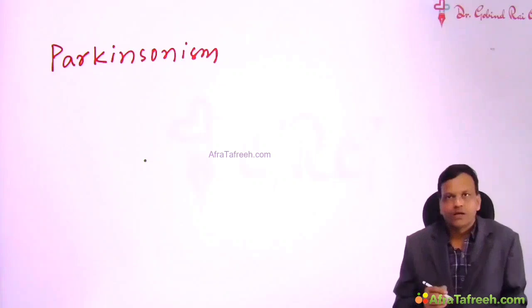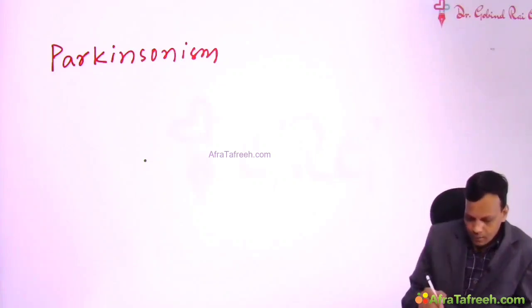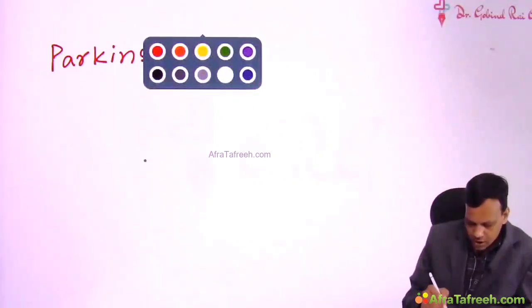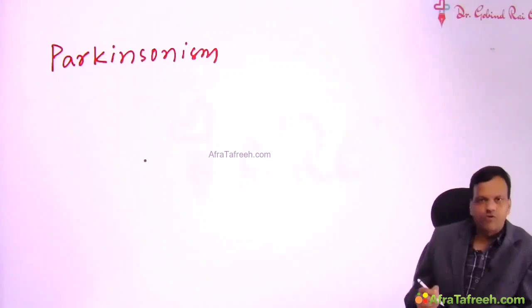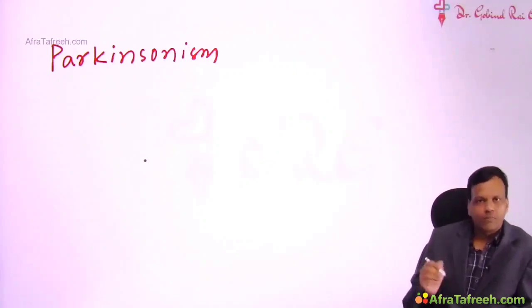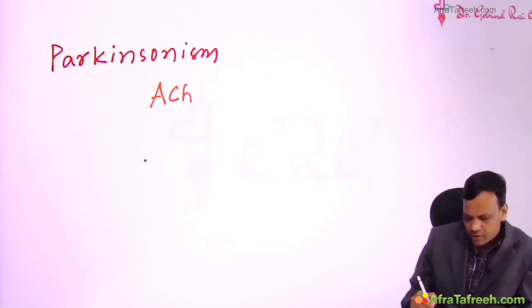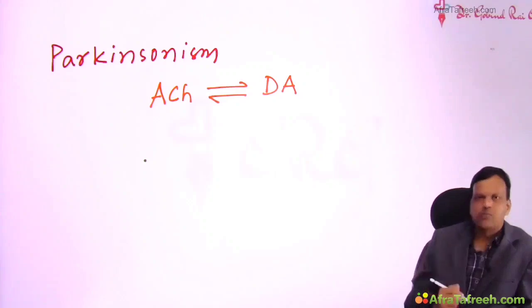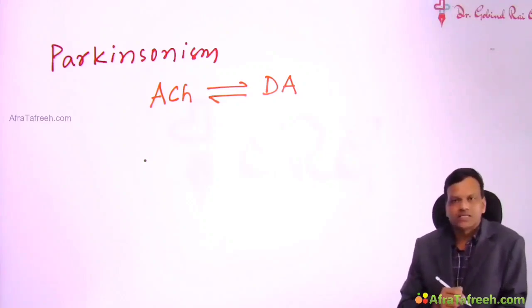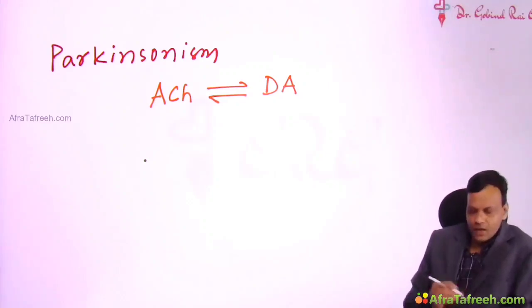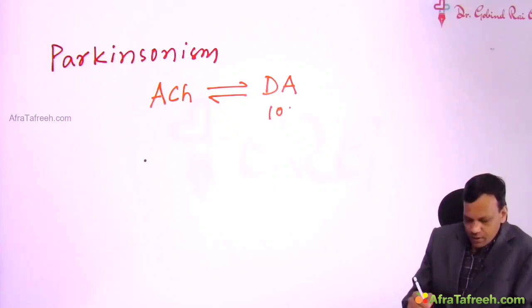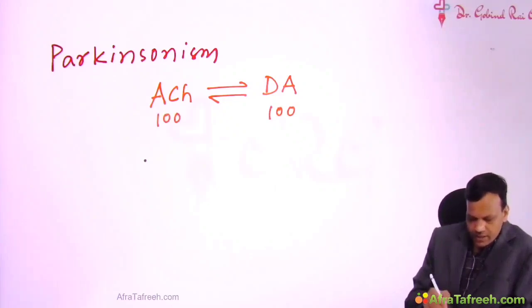Parkinsonism, we all know, is due to deficiency of dopamine in the brain. But the problem is not that simple. What happens in the brain is there is balanced activity of the dopaminergic and cholinergic systems. In the basal ganglia, the dopaminergic and cholinergic systems have balanced activity. Suppose we have 100 dopamine, so we have 100 acetylcholine activity also.